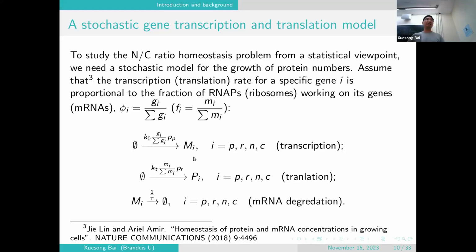This looks technical, but the point here is we just assume the transcription rate for a specific gene is proportional to the fraction of RNA polymerases working on this gene, and the translation rate is proportional to the fraction of ribosomes working on this gene. So basically, we have these three processes: transcription, translation, and the mRNA degradation. If we look at these reaction rates, they are actually time dependent. But what's more problematic is this translation process, where this PR, the number of ribosomes, is time dependent, and also this fraction of mRNAs is time dependent. So we want to obtain an analytic solution of this model.